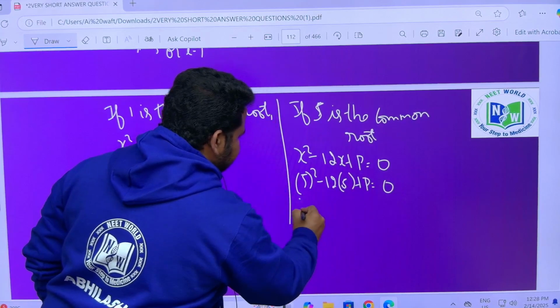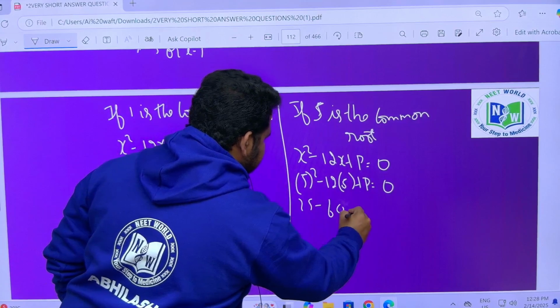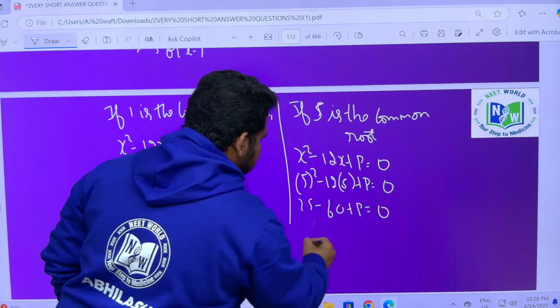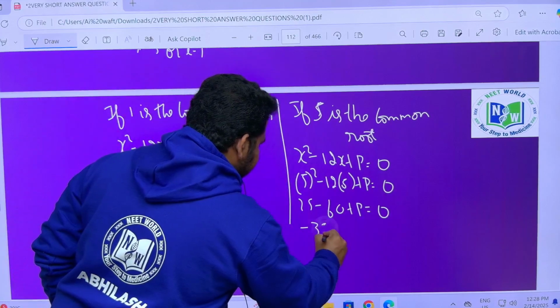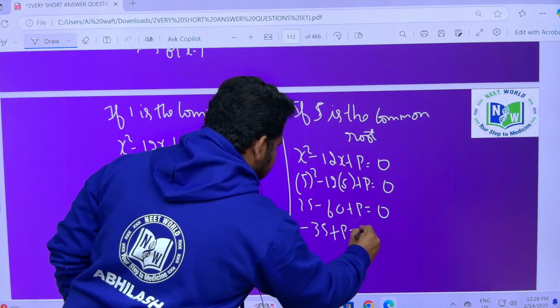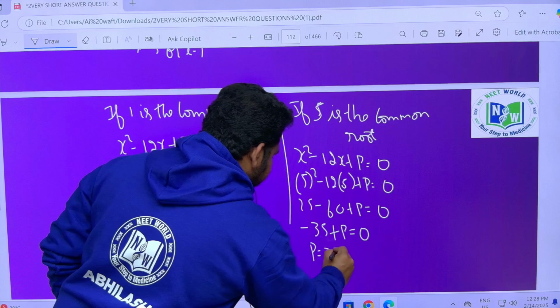So this will become 25. 12 5 is 60 plus p is equal to 0. So 60 minus 25 is how much? This will be 35. This will be minus 35 plus p is equal to 0. The value of p will be equal to 35.